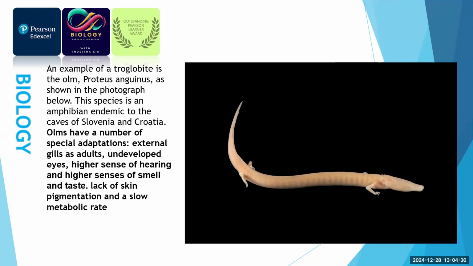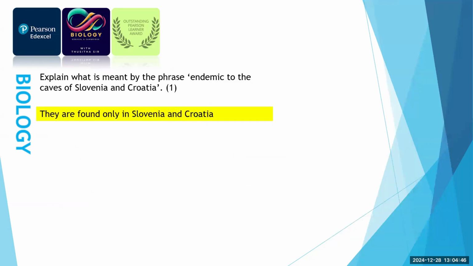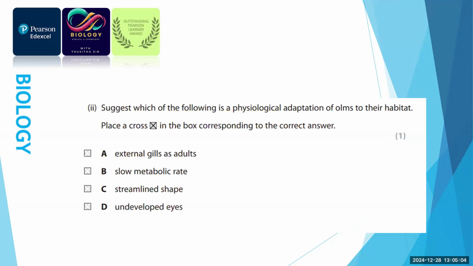One is physiological, anatomical, and behavioral adaptations. So we can categorize these adaptations. Explain what is meant by the phrase endemic to the caves of Slovenia and Croatia. Endemic means the animals or organisms are only found in a special geographical location. So they are found only in Slovenia and Croatia.